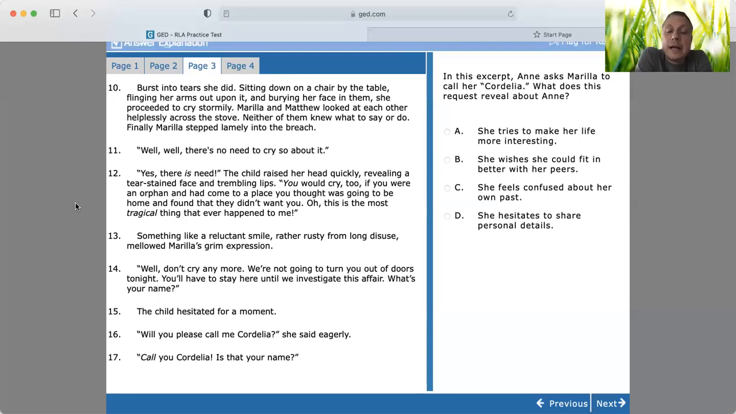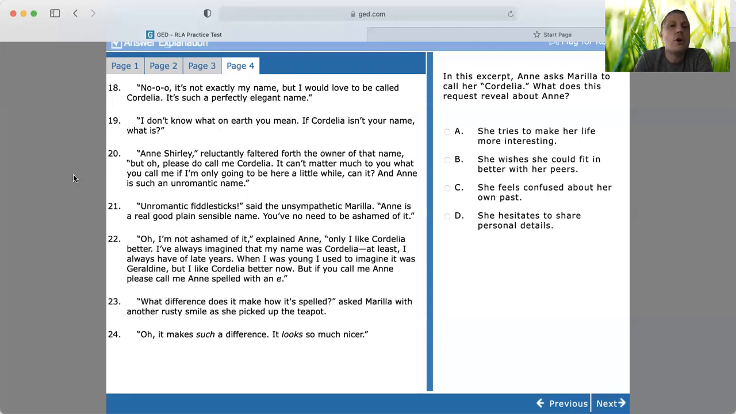Something like a reluctant smile, rather rusty from long disuse, mellowed Marilla's grim expression. "Well, don't cry anymore. We're not going to turn you out of doors tonight. You'll have to stay here until we investigate this affair. What's your name?" The child hesitated for a moment. "Will you please call me Cordelia?" she said eagerly. "Call you Cordelia? Is that your name?" "No, it's not exactly my name, but I would love to be called Cordelia. It's such a perfectly elegant name." "I don't know what on earth you mean. If Cordelia isn't your name, what is it?"